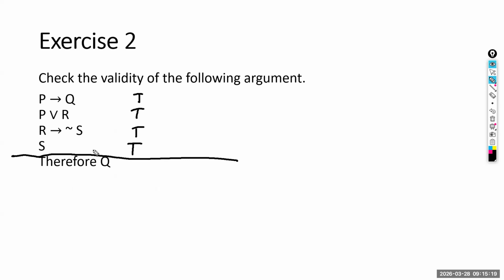Right? S must be true. That we can assume that these assumptions are true. So S must be true means not S must be false. I use the word must. So this is false.